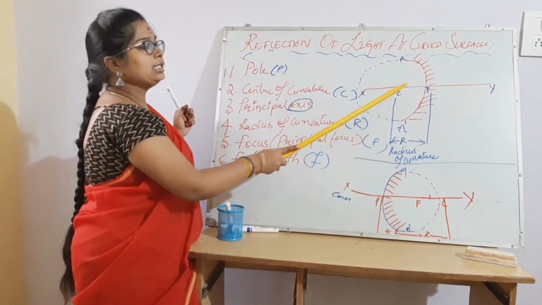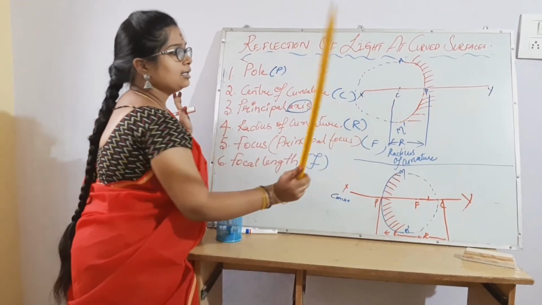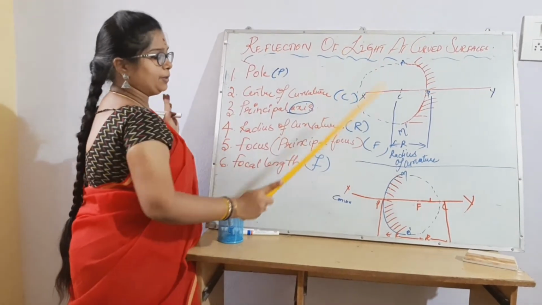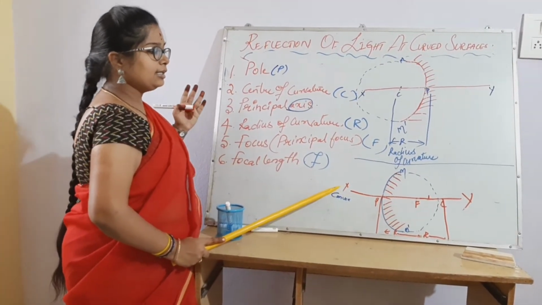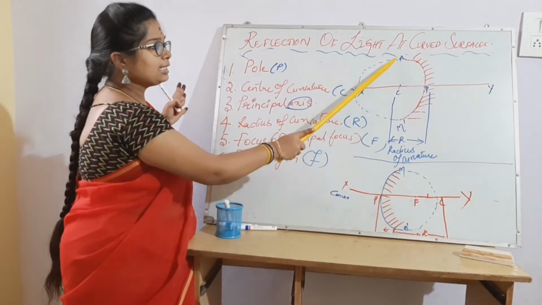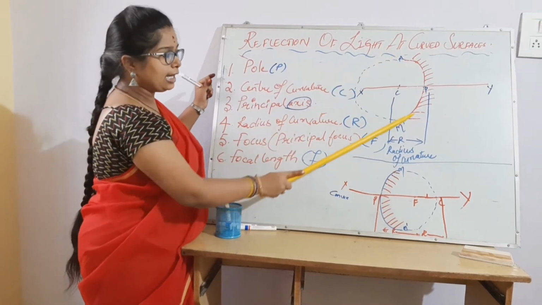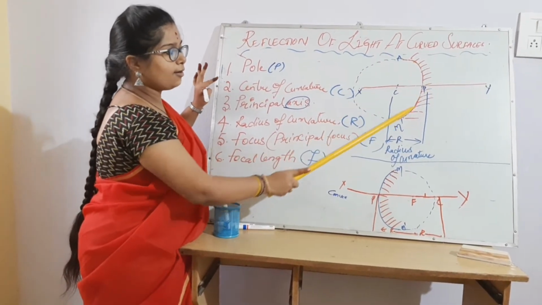This is P, this is C. This is the principal axis. X, Y we have represented here. This is a concave mirror. I am repeating again, this is a concave mirror.